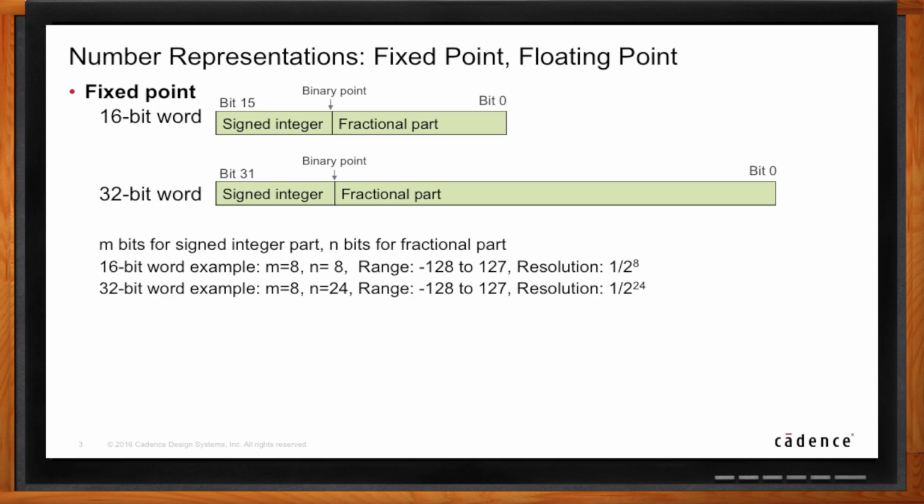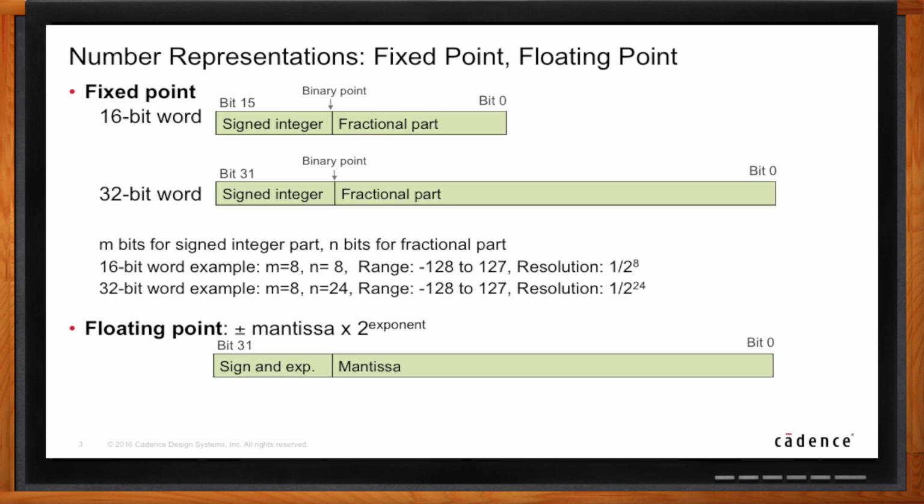Okay. So in the fixed point case, as we see here, there is a part to represent the range, the signed integer part, and there is a fractional part which represents the resolution. So that's the fixed point number representation, which is commonly used. The other commonly used representation is the floating point, which is a mantissa and an exponent representation. It can use the same 32-bit word, but how the different parts are used is different.